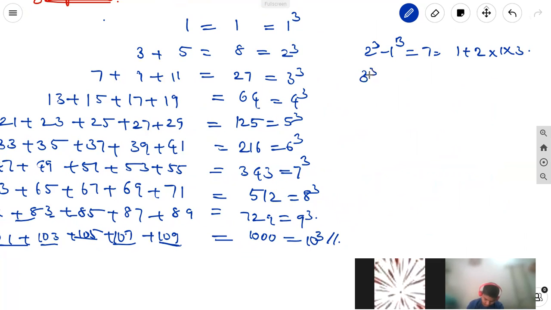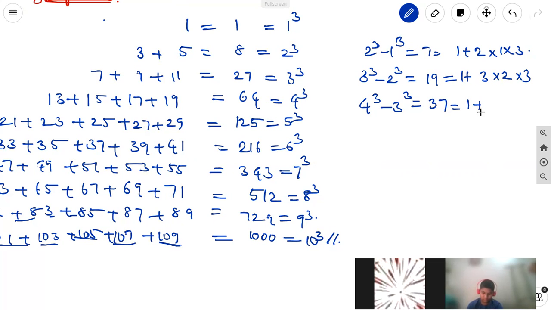Next, 3 cube minus 2 cube. It is equal to 19. 27 minus 8 means 19. 19 means 1 plus 3 into 2 into 3. 3 3s are 9, 9 2s are 18, plus 1 is 19. In the same way, 4 cube minus 3 cube is equal to 37. That is equal to 1 plus 4 into 3 into 3.